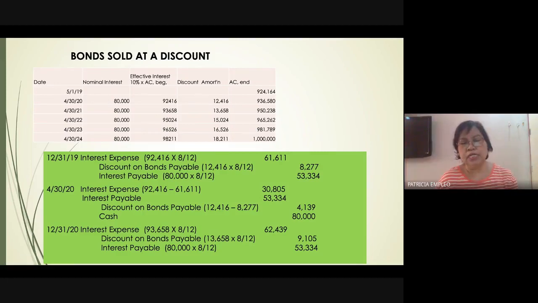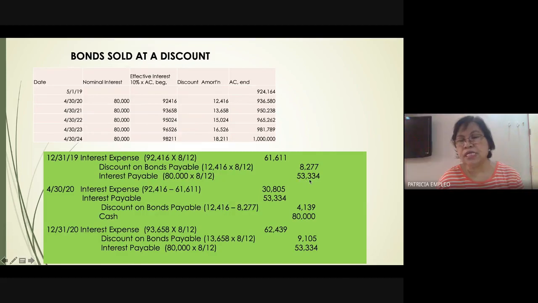So we go to the entries. Again, this is your interest expense from May 1, 2019 to April 30, 2020. But we have an intervening date, which is the end of the reporting period. So we need to prepare our adjusting entries. We debit therefore interest expense for 8 over 12 of 92,416. So that's 61,611. Credit interest payable, that's 80,000 times 8 over 12.